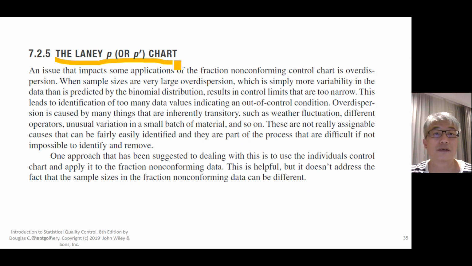Okay, this is another consideration, an issue that impacts some applications of the fraction non-conforming control chart. It's over dispersion. The sample size ranges dramatically from a very small number to a significantly large size. When sample sizes are very large, this over dispersion is going to cause more variability in the data than is predicted by the binomial distribution, in essence.